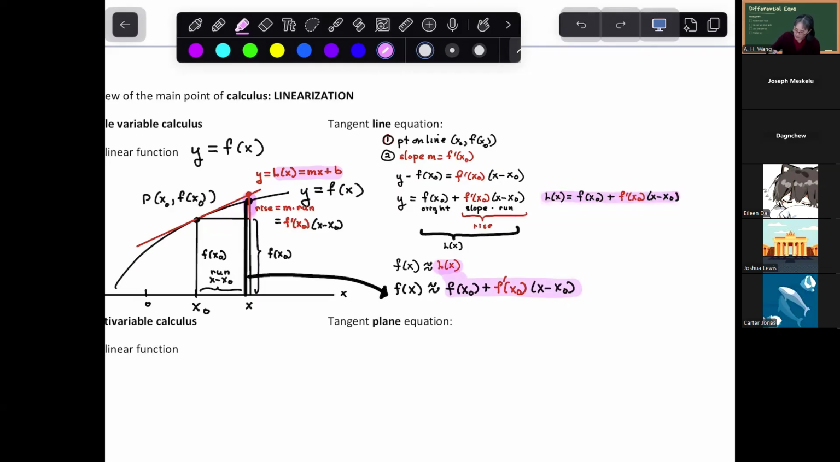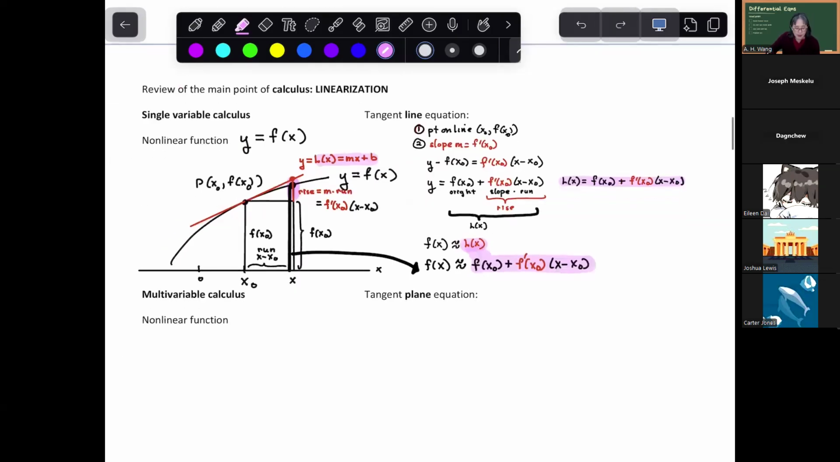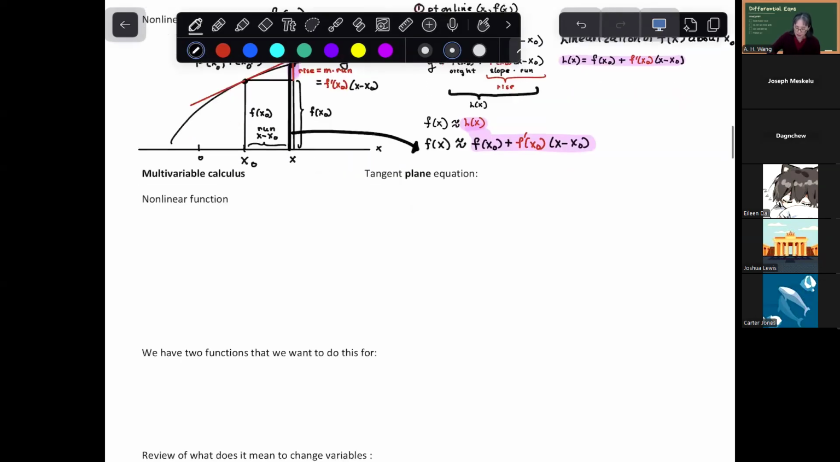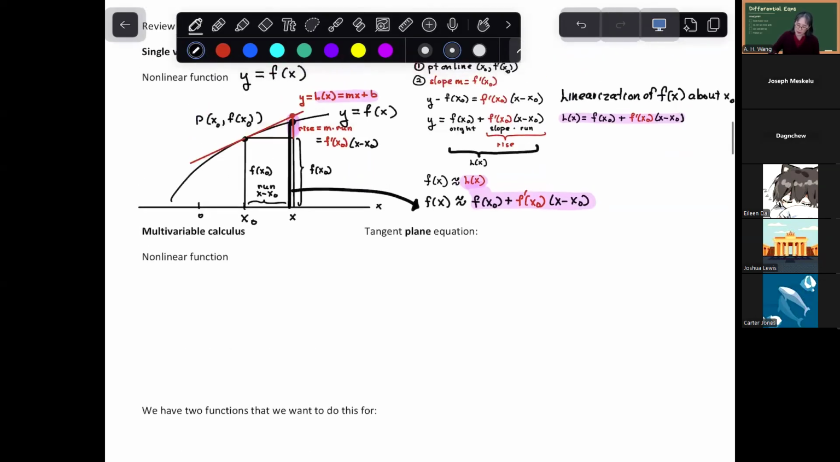Okay, so that was the main idea of calculus. And what we call this is the linearization of f of x about x naught. That was the point of calculus. Now, you may or may not have taken multivariable, but the idea of multivariable is very similar.